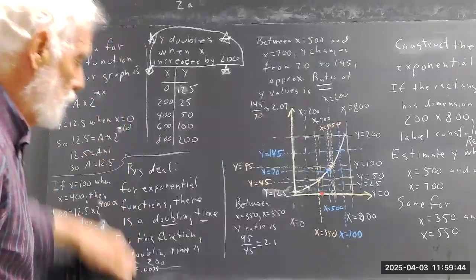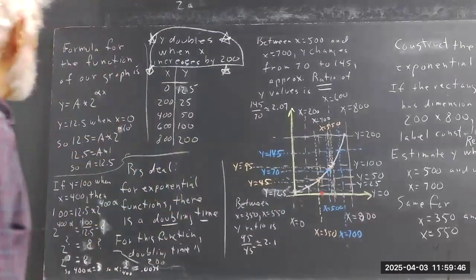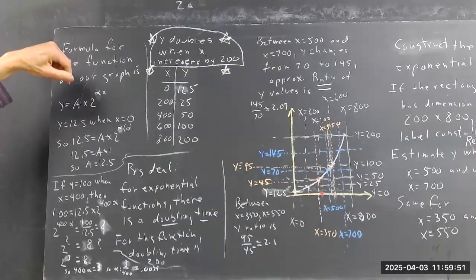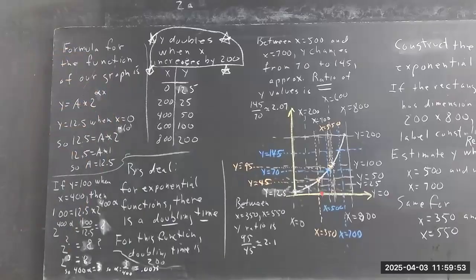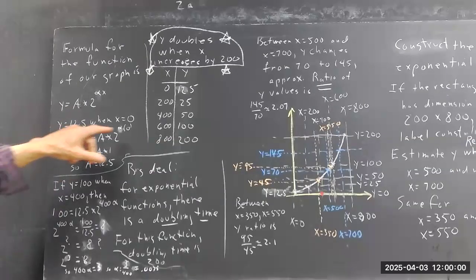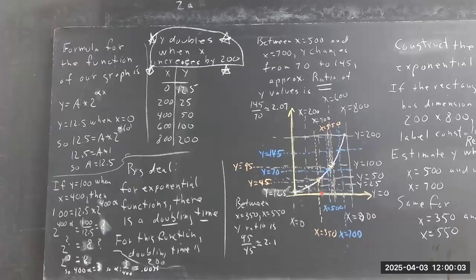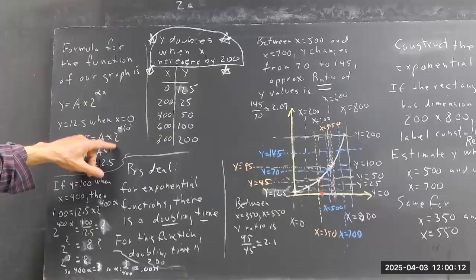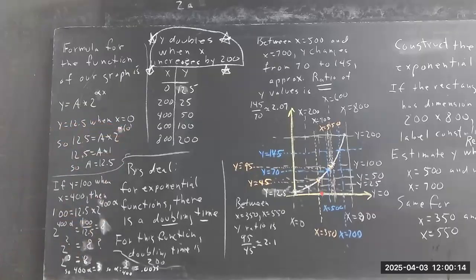Okay, so what I've said is right there is an example of A times 2 to the alpha x. That's your general function for what we're doing right now. Then I said y equals 12.5 when x equals 0. Well, then you write it out. You replace y by 12.5, you replace x by 0. So you get 12.5 equals A times 2 to the alpha times 0. And then you solve that.